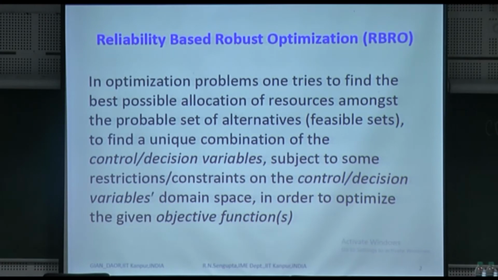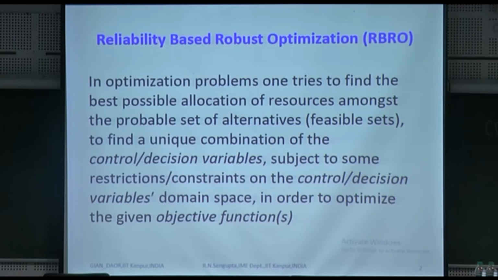Or it can be your resource constraints are there for the products, the number of actual products which you sell in the market. Resource constraints can then be there for the raw materials, for the machines, for the manpower, all these things are there. So they are subject to some restrictions and constraints on the control of the decision variables in the domain space, and you want to basically optimize them.